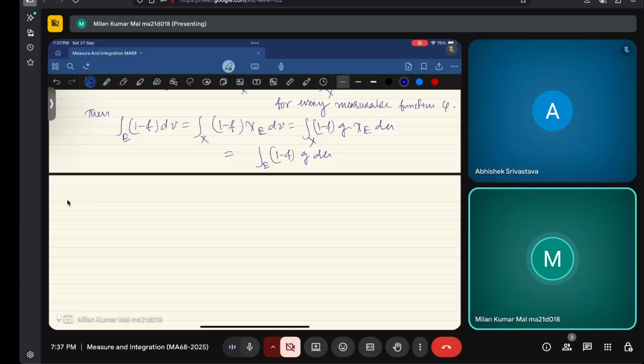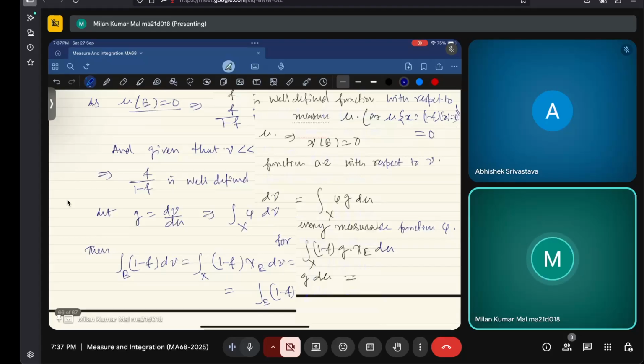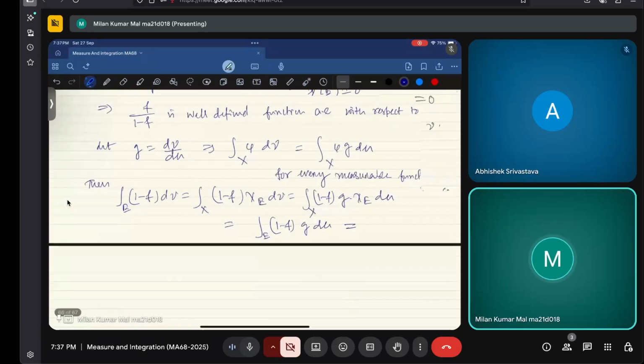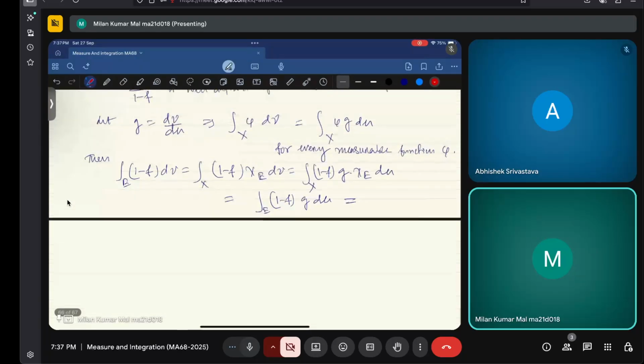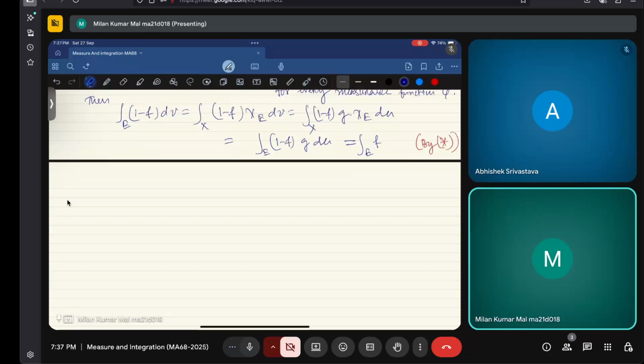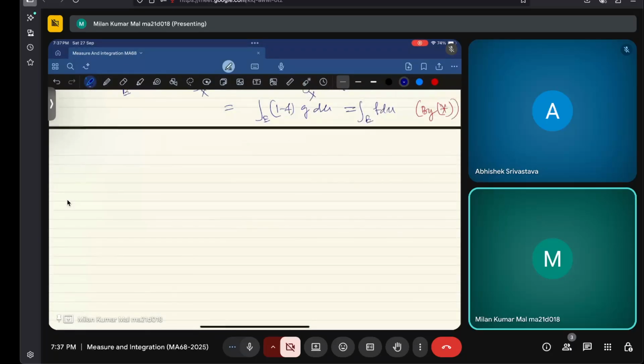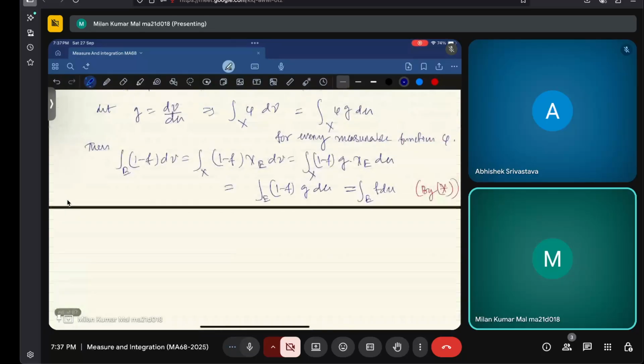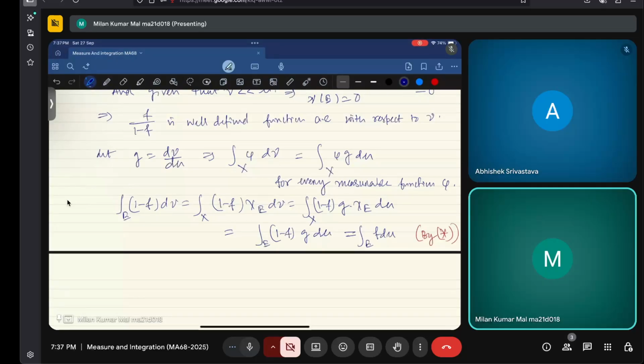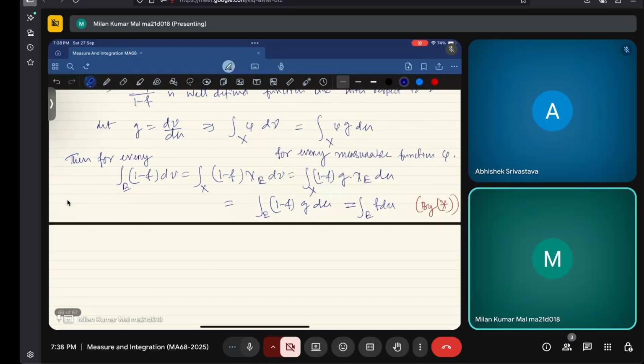Okay, so from equation 1, by star, one can write this as equal to the integration over E of f d nu. This is for every measurable set E.